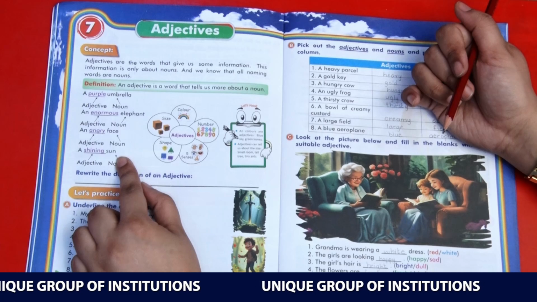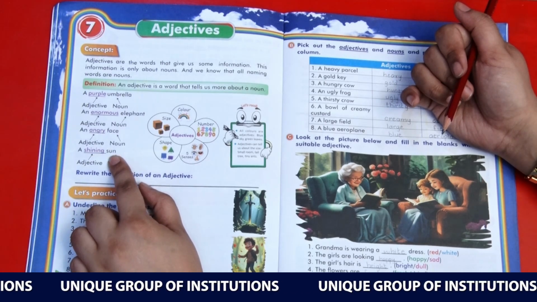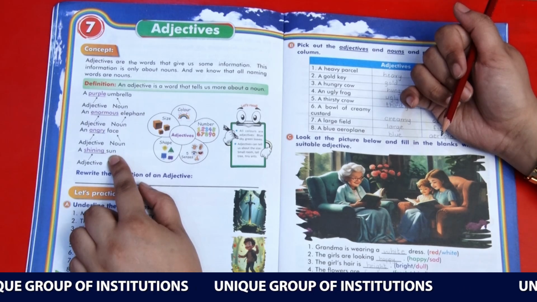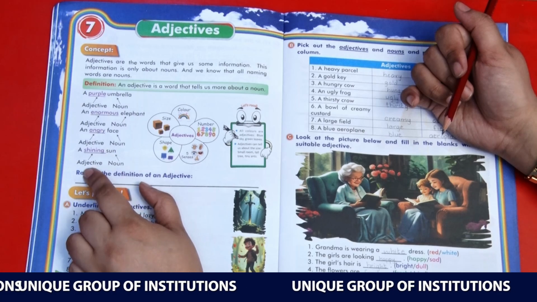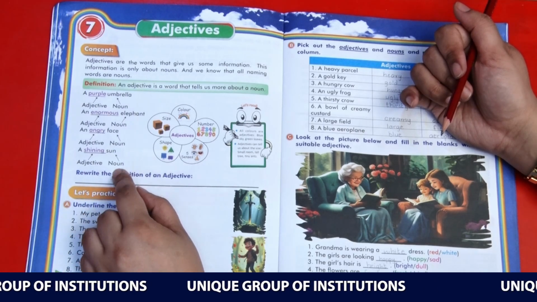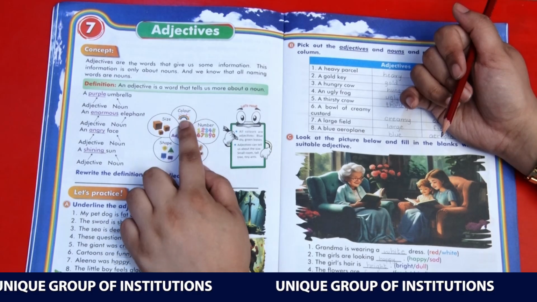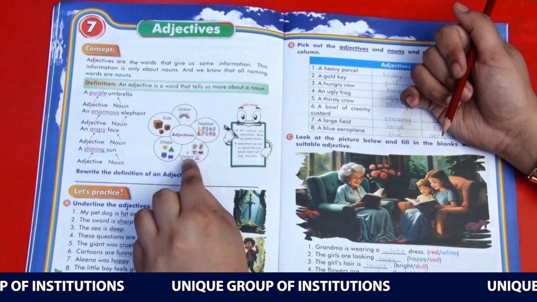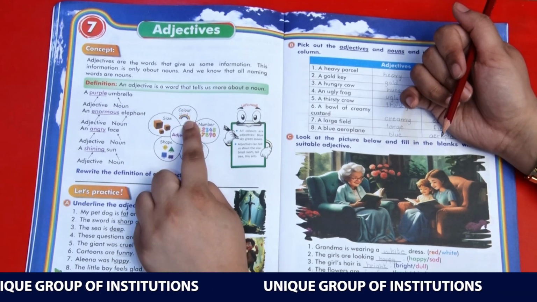A shining sun. So shining is indicating what kind of sun it is, whether it's dull, brown, yellow, or shining. So shining is the adjective here and sun is the noun. Now we have different kinds of adjectives. We have adjectives of size, colors, number, five senses, and shape, but we will only discuss adjectives of colors after this.